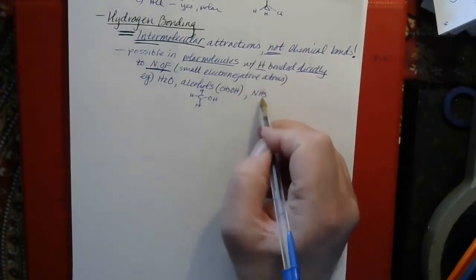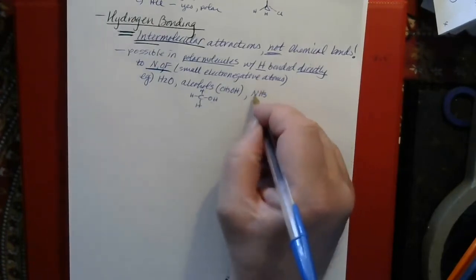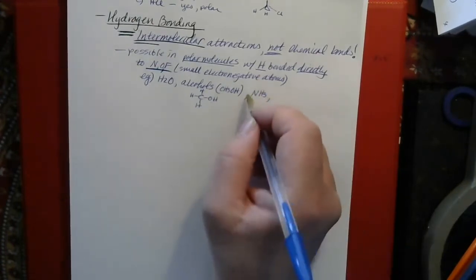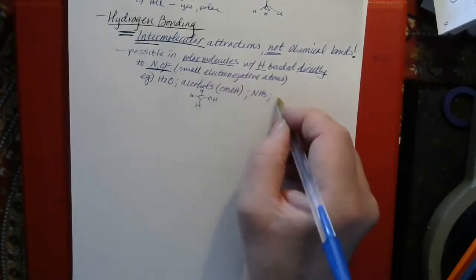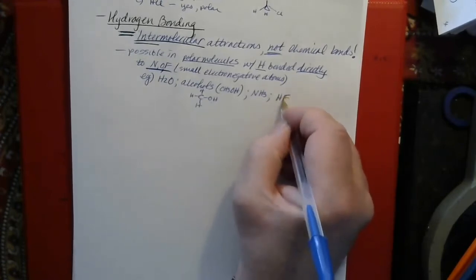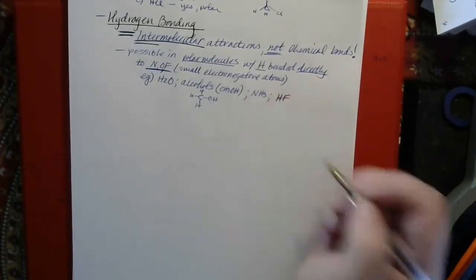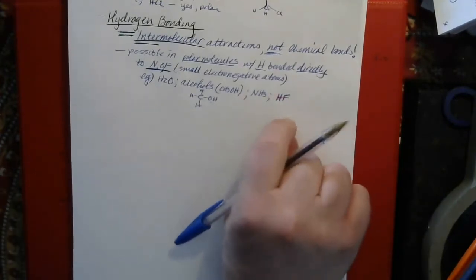Ammonia has hydrogen directly bonded to nitrogen. And so ammonia is very soluble in water because it can hydrogen bond with the water molecules. And hydrogen fluoride or hydrofluoric acid is also a compound that can hydrogen bond.